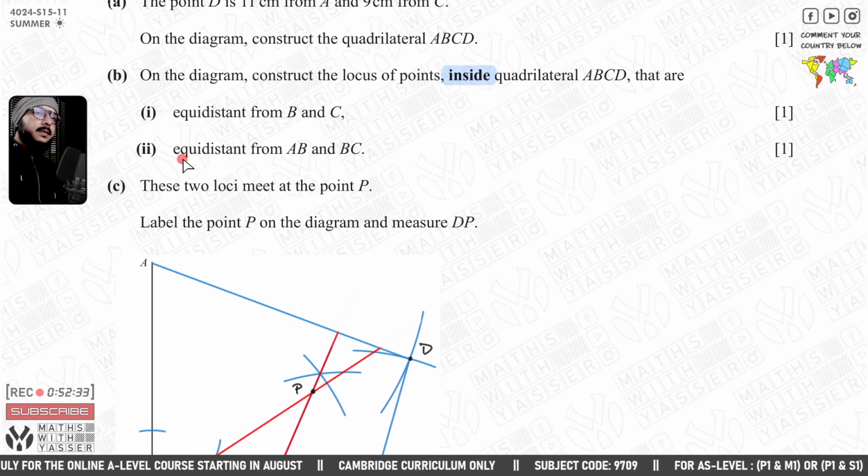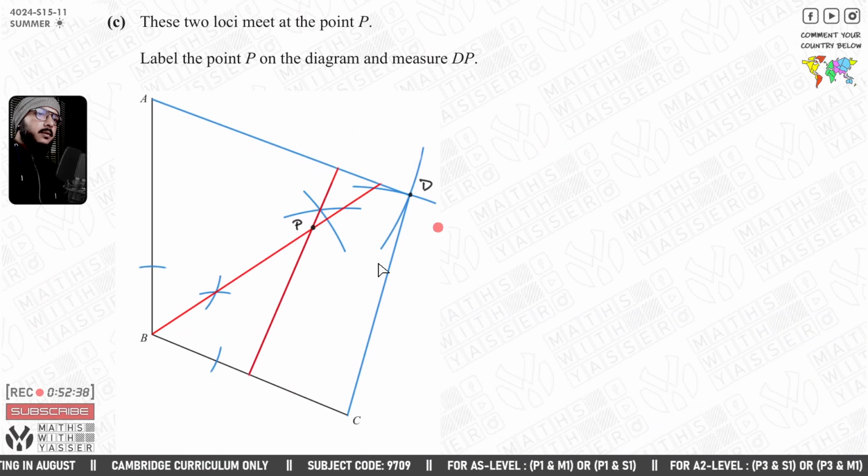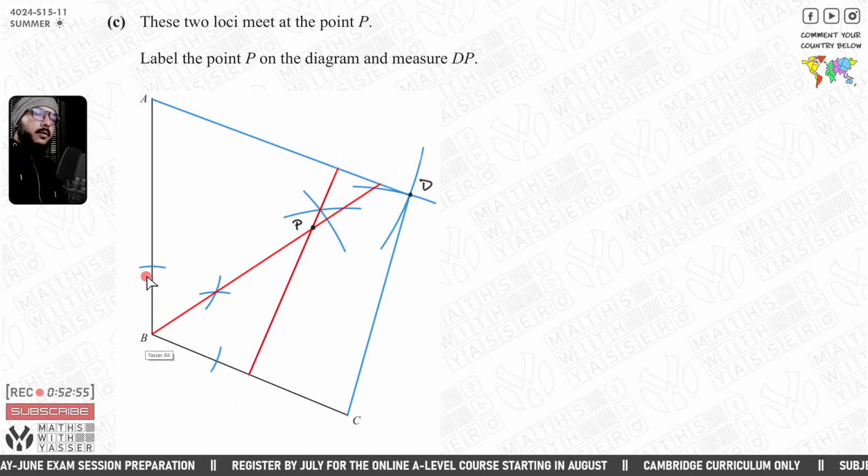Then it says equidistant from AB and BC. That means from these two lines it has to be equidistant, which means we need to find the angle bisector of ABC. So for that, we take any particular length with the compass and we draw an arc from the point B over here and over here. Keeping the same length with the compass, we draw another arc from this point and another arc from this point. The line that will pass through B and the intersecting arcs will be the angle bisector of ABC, which is also equidistant from AB and BC.